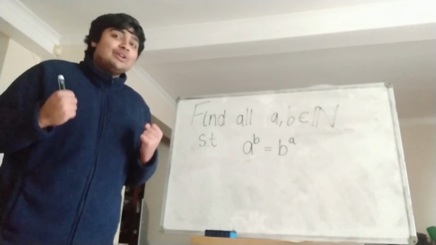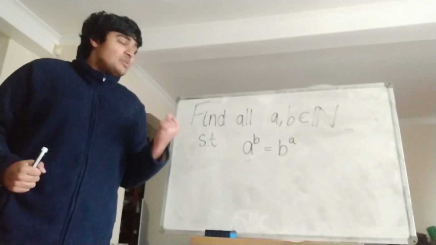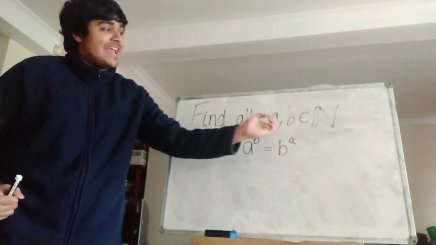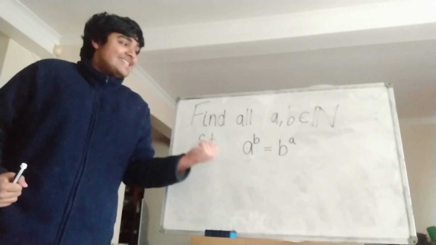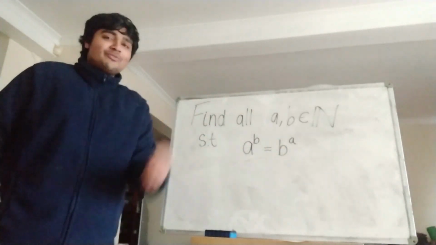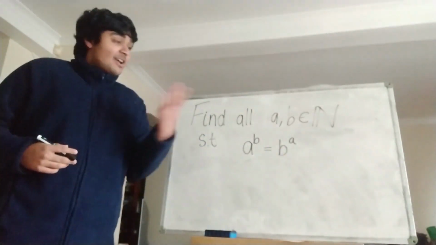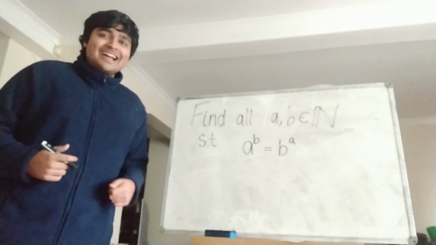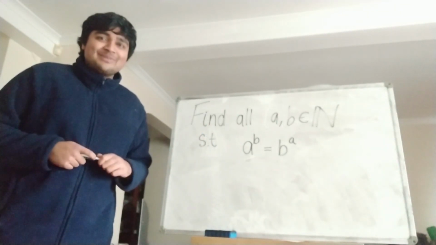Today I've got a really cool number theory problem I want to solve. We want to find all positive integers a and b such that a to the b equals b to the a. So this really cute looking equation here. We want to find all positive integer solutions. Okay, so if you want to have a go at this problem, pause the video now and give it a go for yourself. And I'm going to jump straight into a solution.